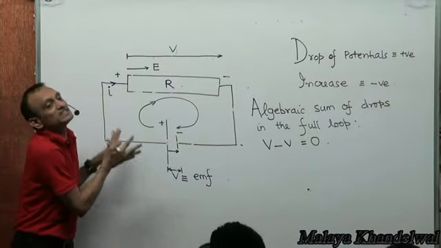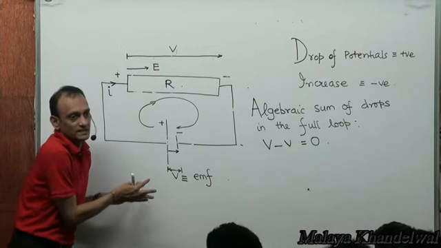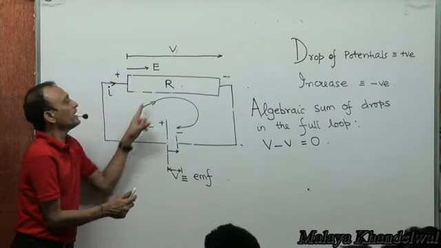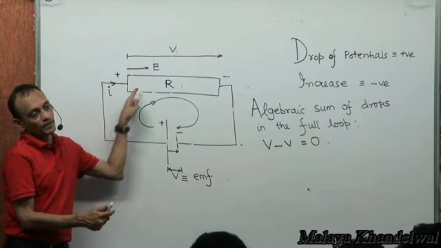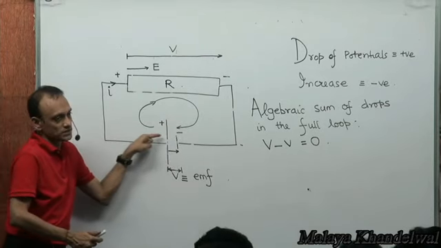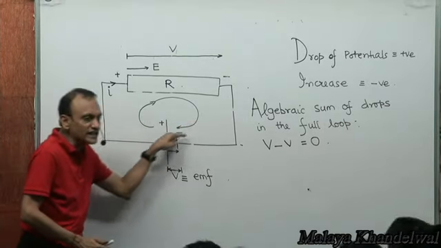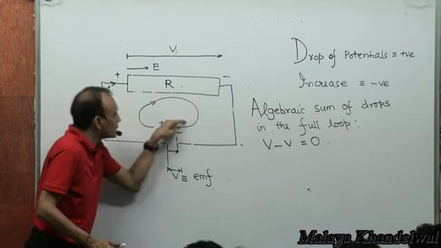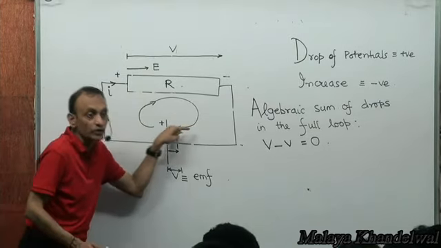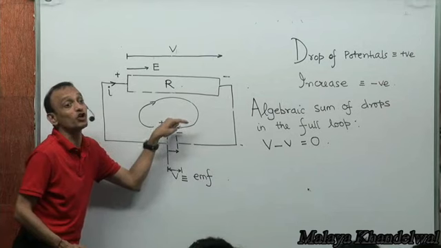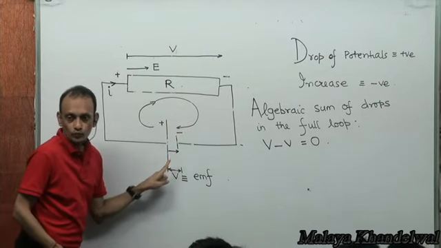This is a very simple version of an electrical circuit. No matter what, at any given instant of time, the algebraic sum of drops across various entities in an electrical loop will be 0. The algebraic sum of drops will be 0.